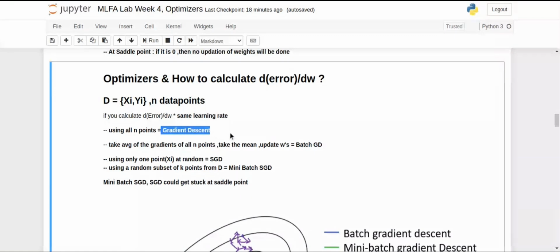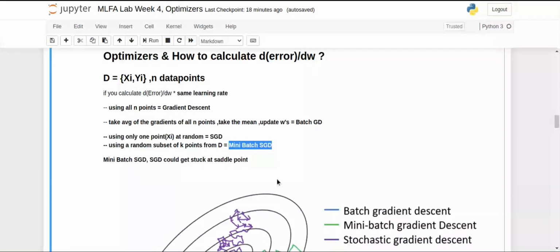And if you take the average of gradients of all n points, take the mean and update the w, then it is called batch gradient descent. If you take randomly or probabilistically one point from the whole data set and calculate the gradient, then it is called stochastic gradient descent. And if you take a subset of points from the training set and do the training, then it is called mini batch stochastic gradient descent. And one more disadvantage is that mini batch stochastic gradient descent or stochastic gradient descent could get stuck at saddle point.